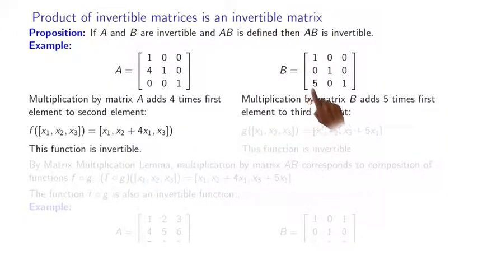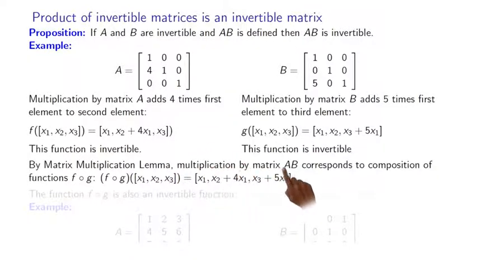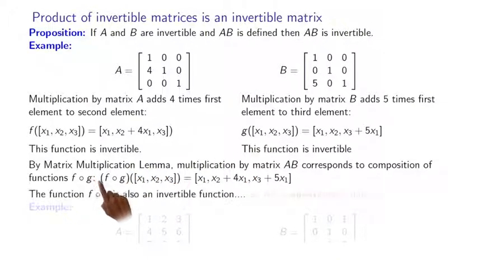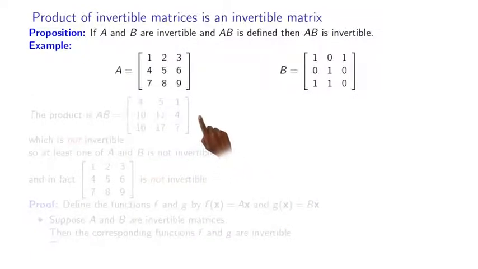Now, multiplication by the matrix B adds 5 times the first element to the third element. And that function is similarly invertible. Again, by the matrix multiplication lemma, multiplication by the matrix A times B corresponds to application of the composition of the 2 functions. So the composition is also an invertible function, so the product A times B is an invertible matrix. One more example. Here are 2 matrices, A and B.